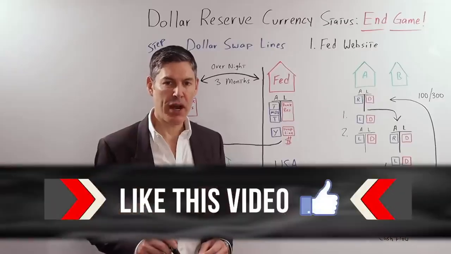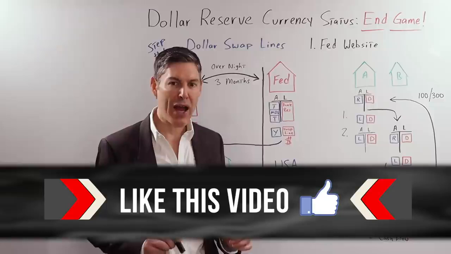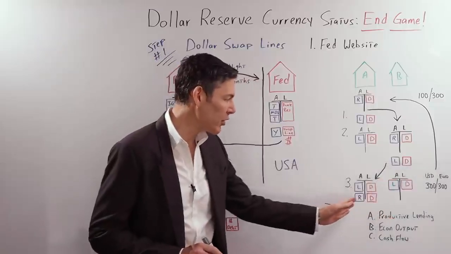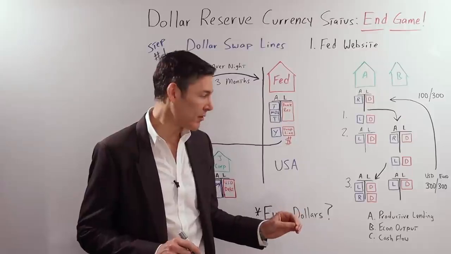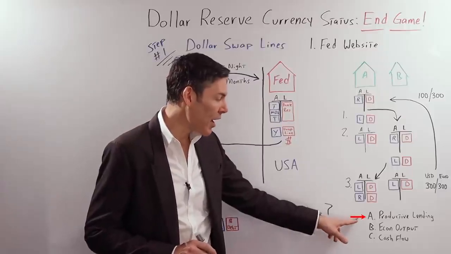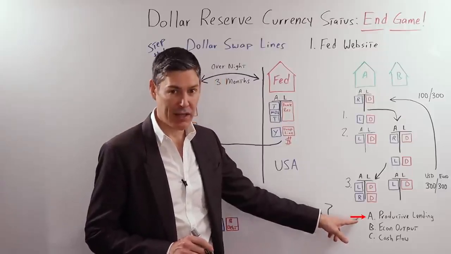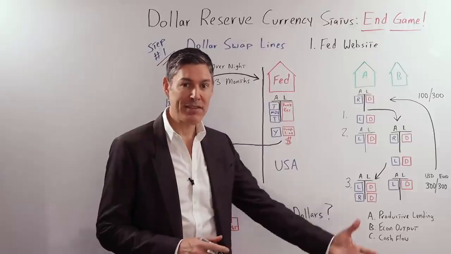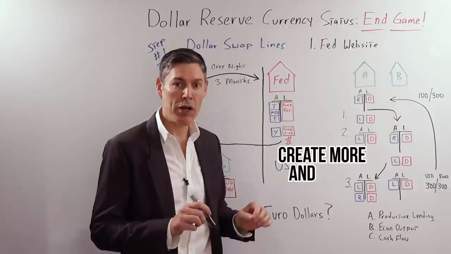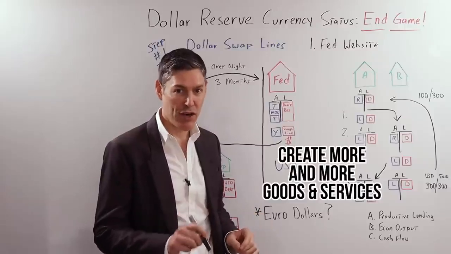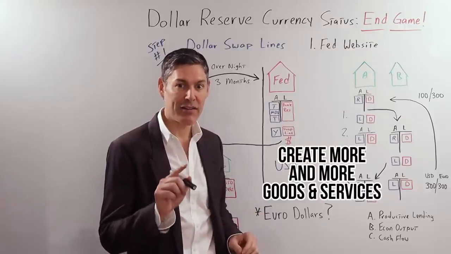Another thing I'd like to point out is one of the main drivers to this system continually creating more and more dollars or currency units is they have to have productive lending. There needs to be a business out there that can take the loan and create more and more goods and services. That is key.